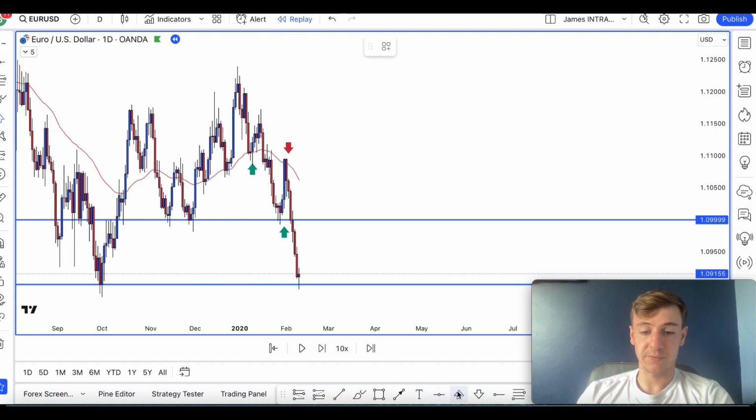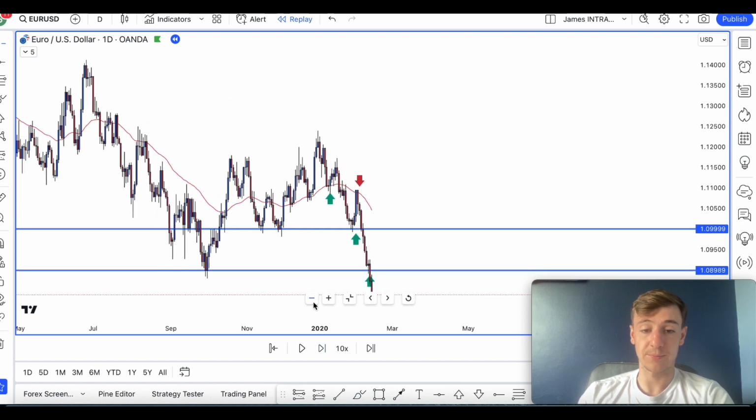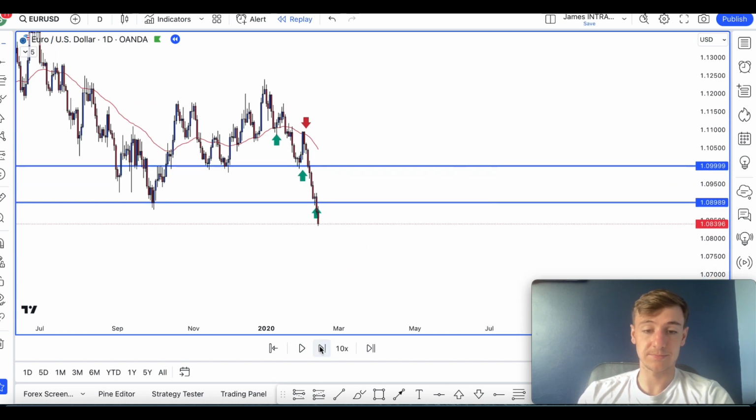So here, look for longs potentially. Why? Because we're at these key lows of October 1st, 2019. Okay, that just plowed through. So that one probably would have been a loss. We got that daily directional prediction wrong.